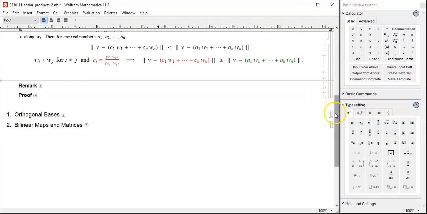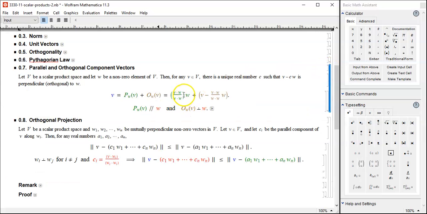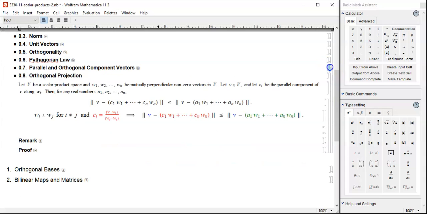And then how do you get that orthogonal projection? Each of these C1, C2, C3, those are these components that we discussed earlier. Same formula here: V dot W over W dot W. Here, V dot Wi over Wi dot Wi, because there are many of those here.